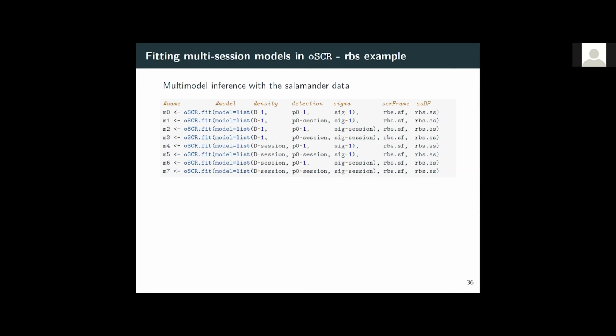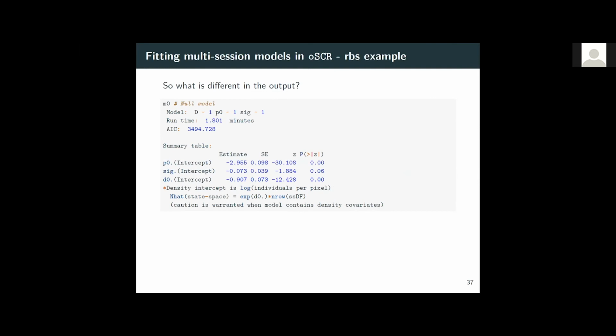So you can see here, M1 just has session-specific detection. M2 has session-specific sigma, but constant everything else. And then I have 2 session terms. Then I have all of the session-specific density here with the same structures. So now I have 8 models. So what do we do with that?